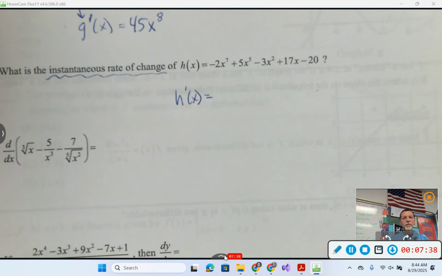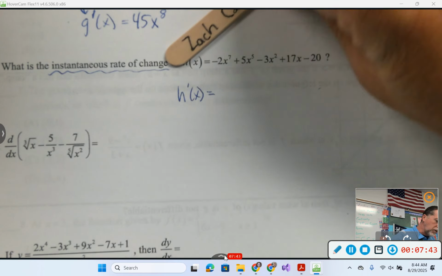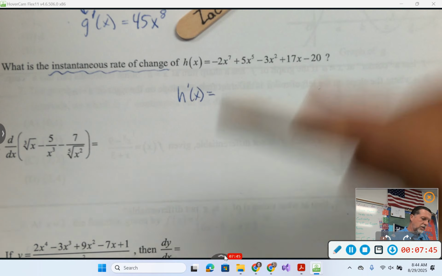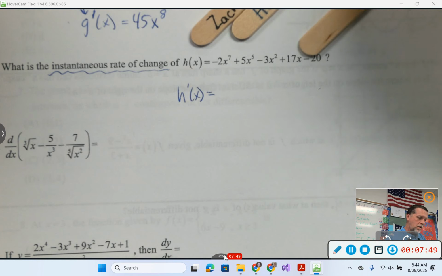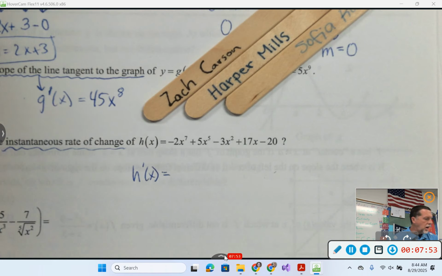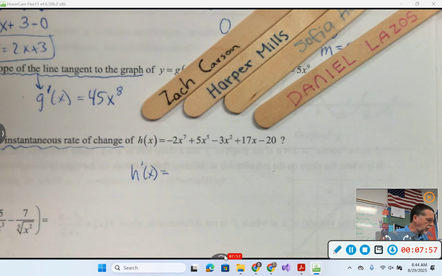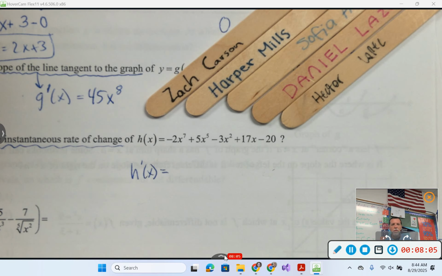Oh, this is a fun one because I can ask a whole bunch of different people. Make sure we know what's going on. Zach, Harper, Sophia, and I guess I need 2 more. Daniel, and Hector.